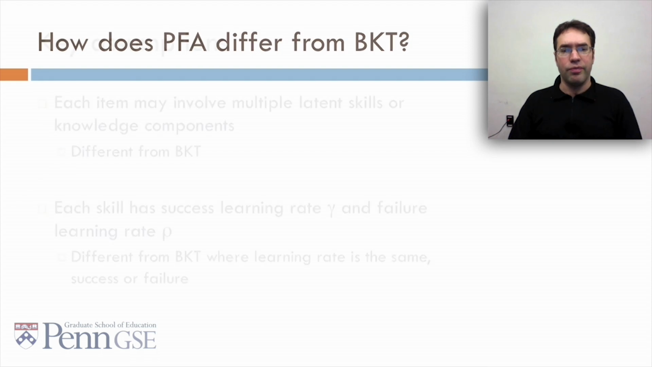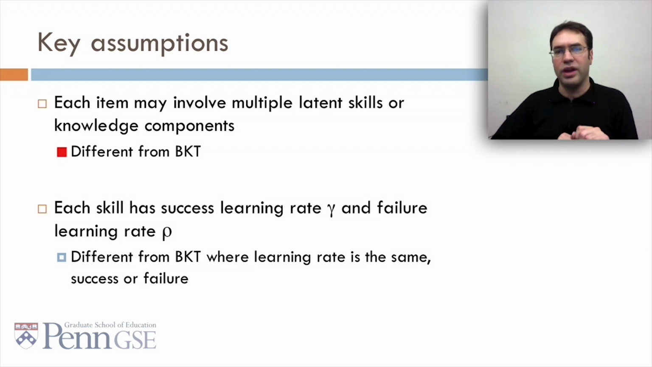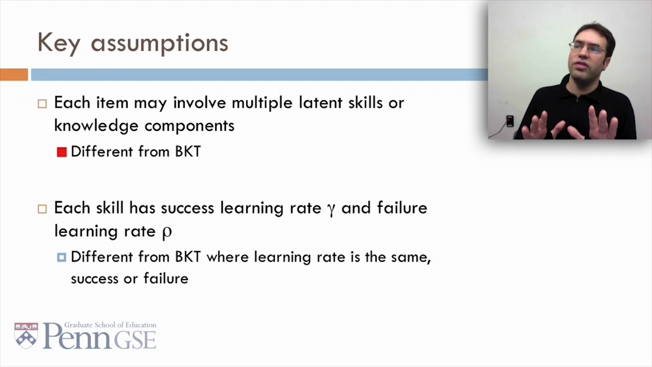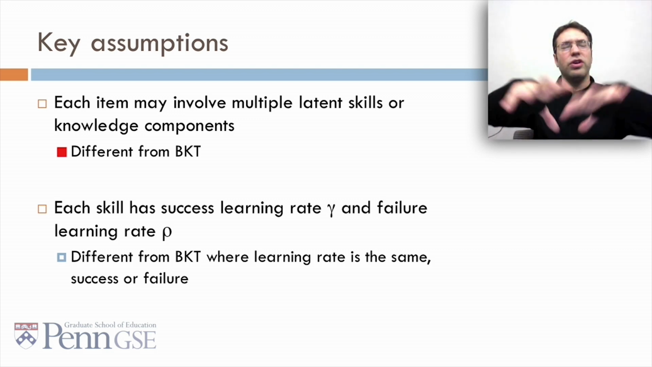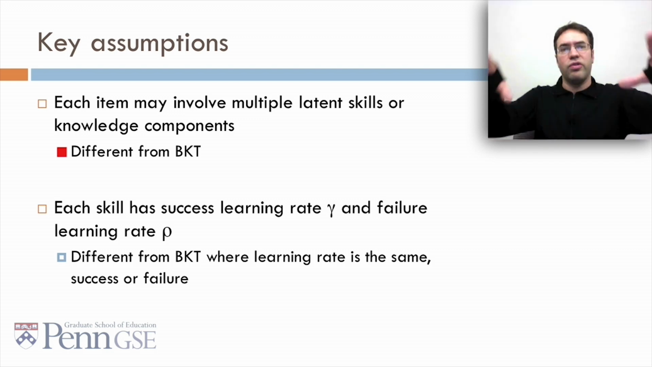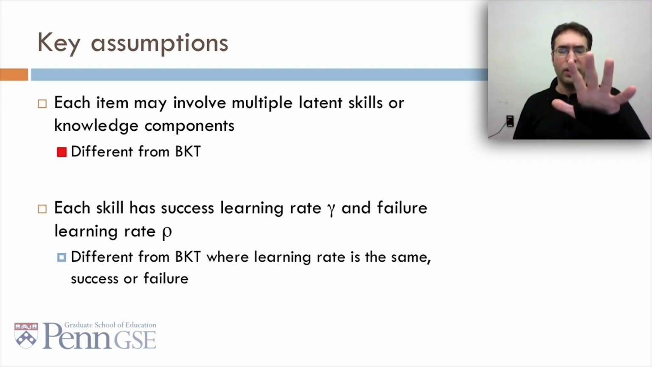How does PFA differ from BKT? Well, let's talk about its key assumptions. First of all, each item may involve multiple latent skills or knowledge components. This is a big difference from BKT. In BKT, there's the assumption that there's only one skill per item, and that means that you can only really use BKT in situations where you've designed the curriculum so there's really only one skill with a chance of being hard at any given time. PFA doesn't make this assumption, and so it can be used a little more widely.